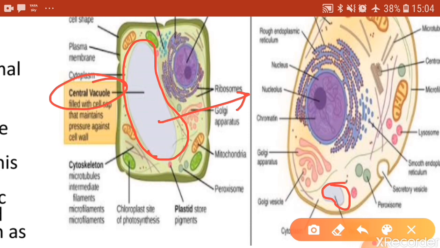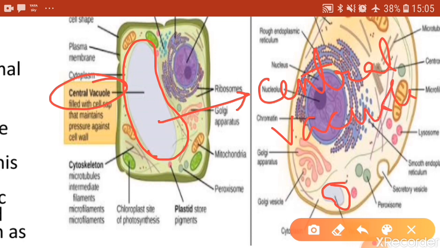When the plant cell is young, the vacuole will be smaller in size. But as the plant cell matures, the center of the cell gets occupied by a central vacuole, which is also called the sap vacuole.